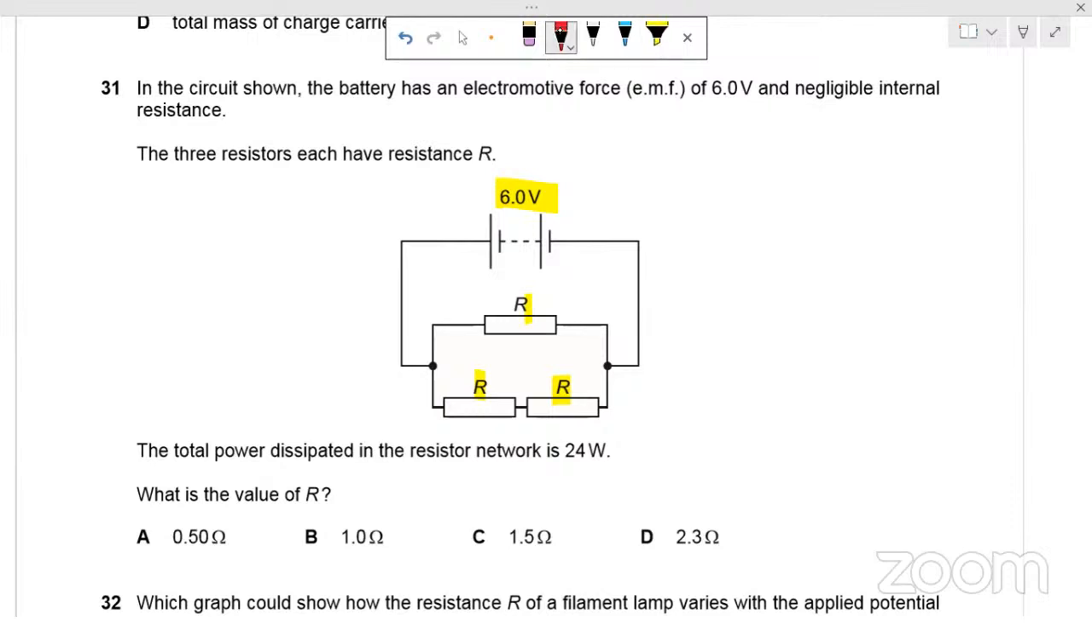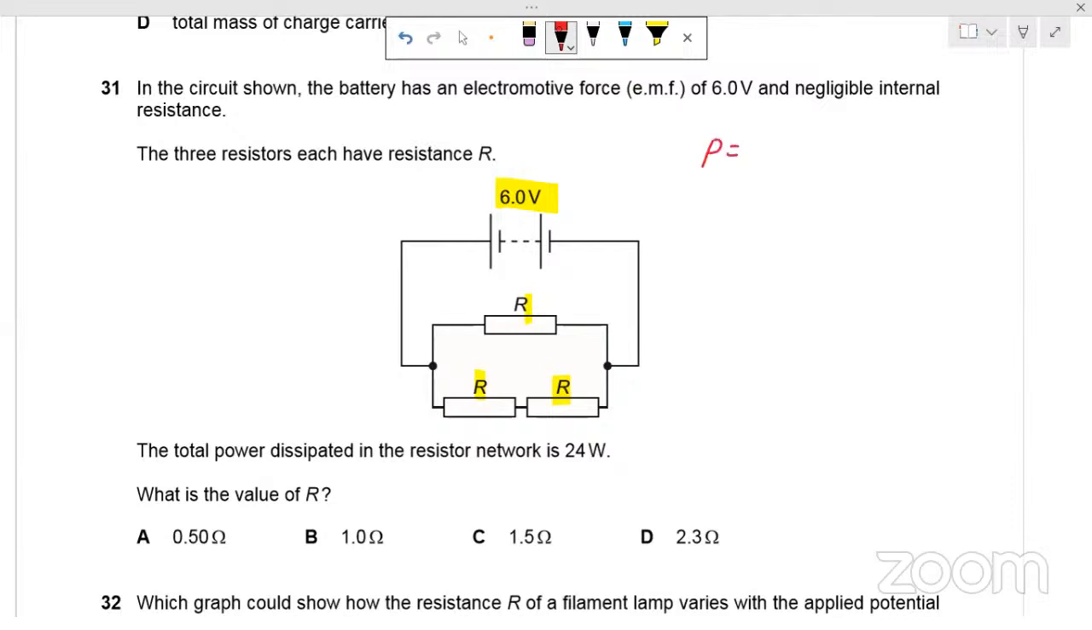I recommend you stop the video and do it by yourself so that your practice is not compromised. So I hope you have done this question. You have thought about that. We are given the total power dissipated in the resistors.